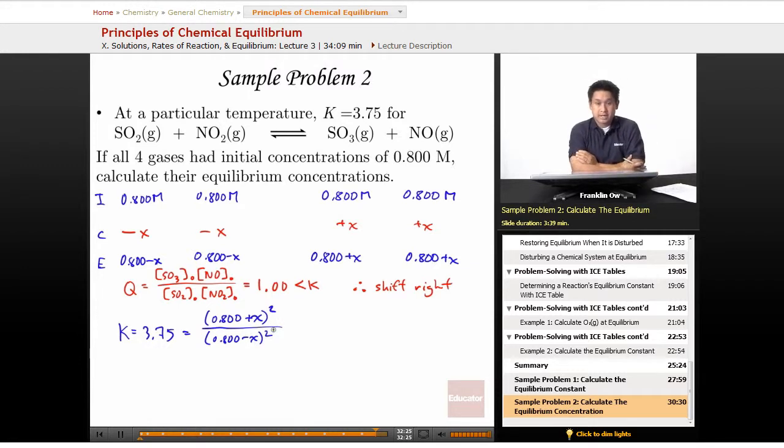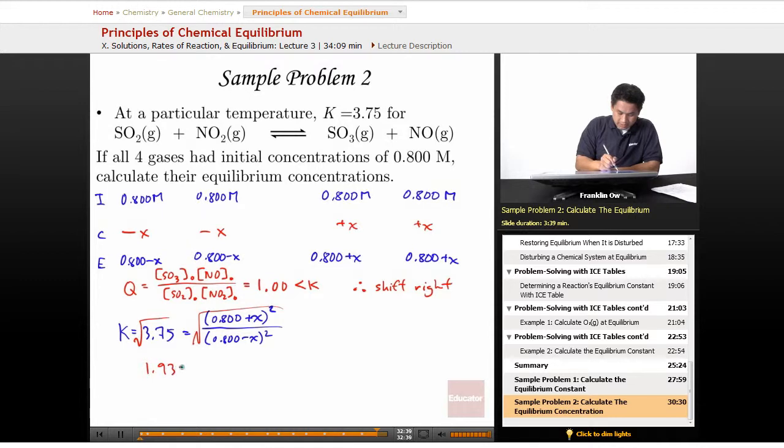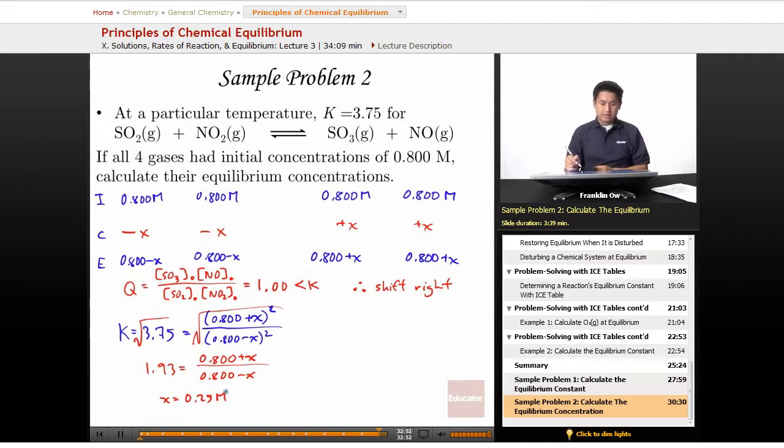So we can use what we call a perfect square to solve for this. And so the square root of both sides, everybody, is what we're going to do next. And when we go ahead and do that, we're going to get 1.93 is equal to 0.800 plus X divided by 0.800 minus X. When all is said and done, X is going to be equal to 0.25 molar. And all we do next is simply plug it back into all of the expressions at equilibrium.